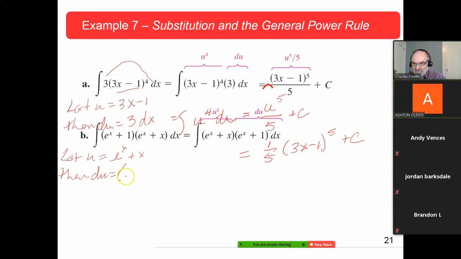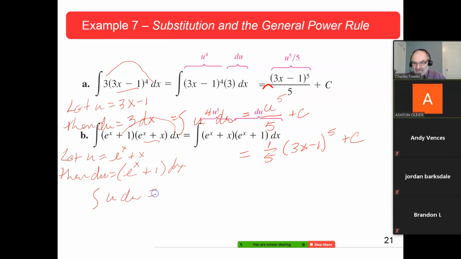Derivative of e to the x is e to the x. Derivative of x is 1 dx. Always have a d with a d. Okay? Well, here's the du right here. Here's the u right there. So this is pretty simple. Just the integral of u du.